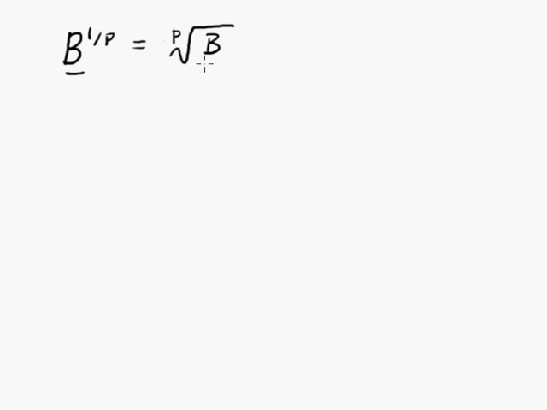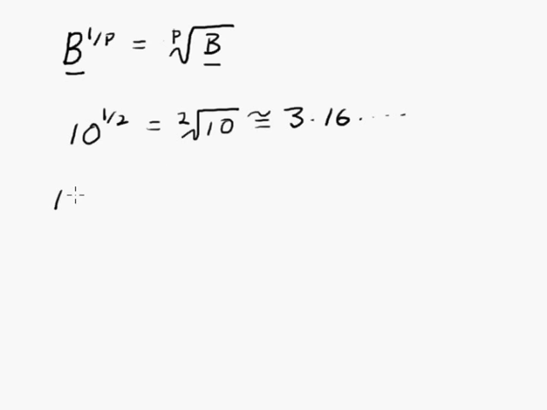Instead of using a general base like b, let's talk about a base like 10. So 10 to the power of a half is the square root of 10, which is around about 3.16. What about something else like 10 to the power of 2.5?